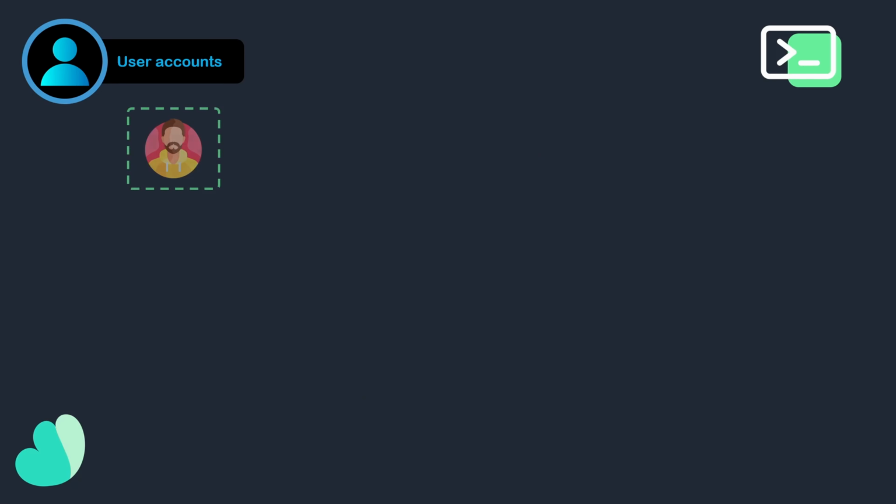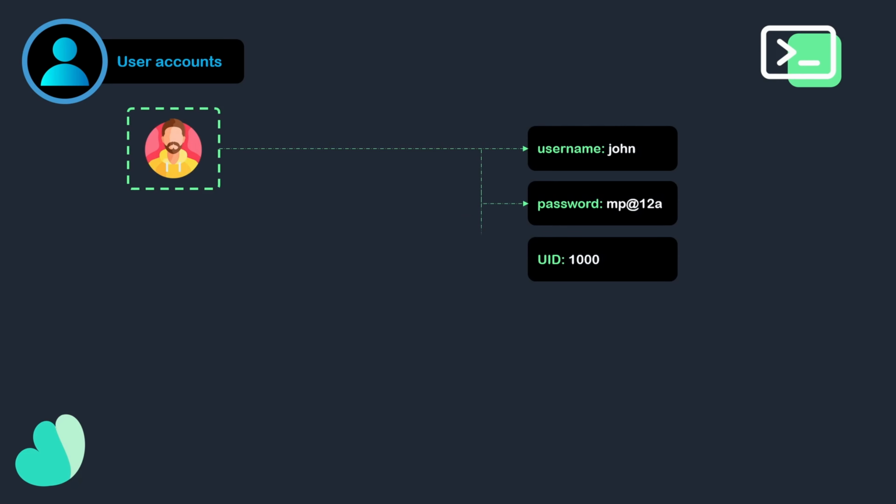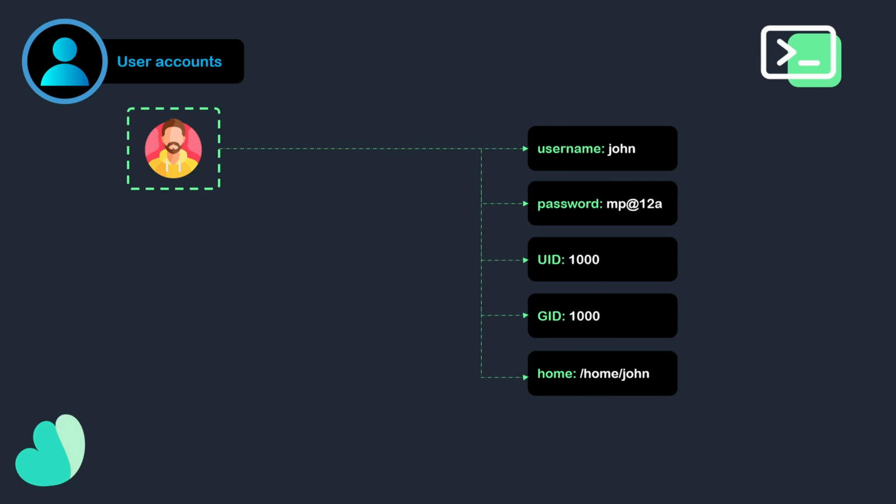In addition to the username, the password, and the user ID, a user has also a primary group. If it is not specified when creating the user, a new group with the same name and UID as the user will be created and assigned to the user as its primary group. A user has also a home directory where their personal files and settings reside, and a default shell used as the command interpreter when the user executes commands.